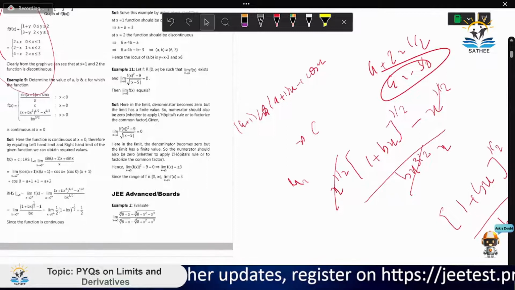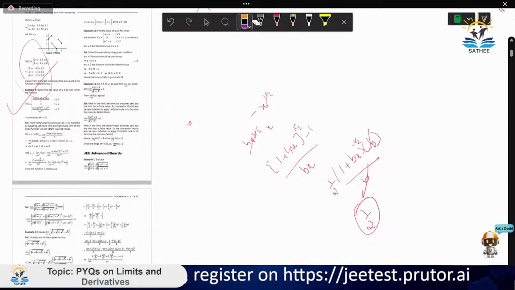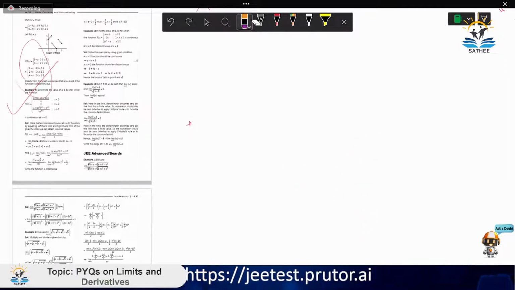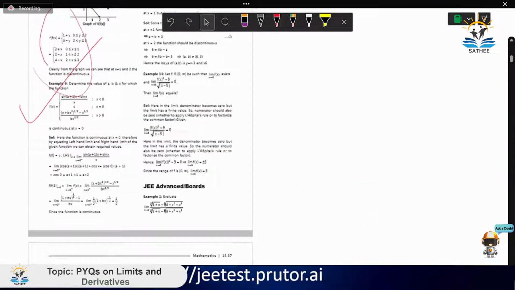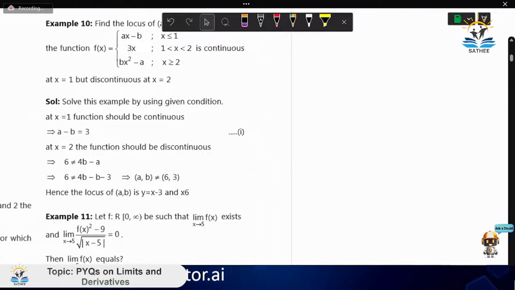So this is the last, ninth question, and we're done with it. Very easy question. Just had to put the RHS and LHS equal and get the values of the different constants and variables that were given in the question. Let us see the next part.